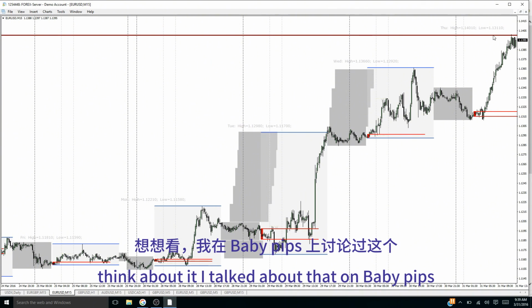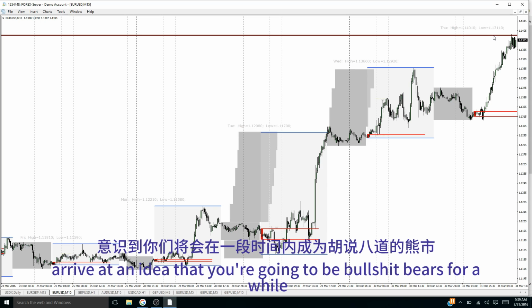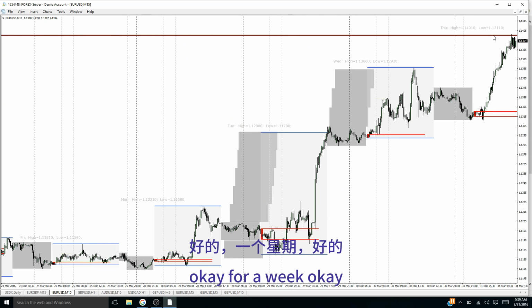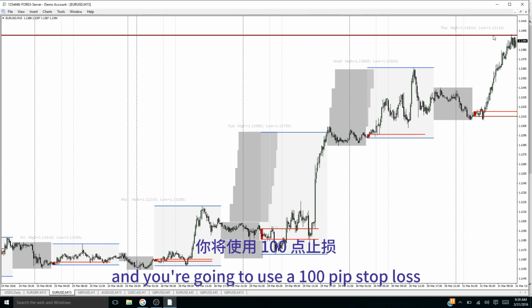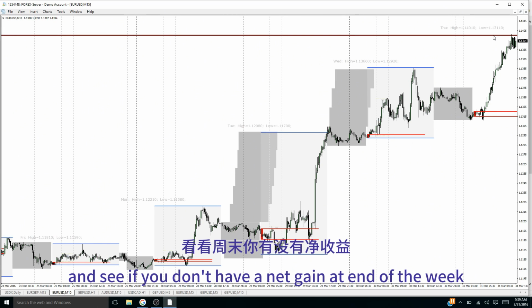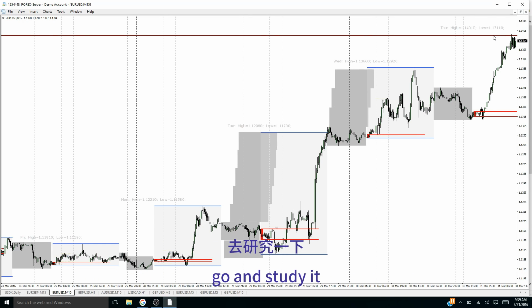Think about it. I talked about that on BabyPips. I said, think about it. Go in there, trade, arrive at an idea that you're going to be bullish or bearish for a week, and you're going to buy the opening price, and you're going to use a 100 pip stop loss and see if you don't have a net gain at the end of the week. You do. Don't take my word for it. Challenge yourself with it. Go and study it.